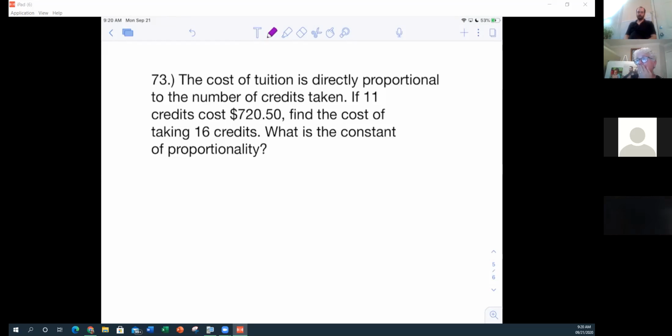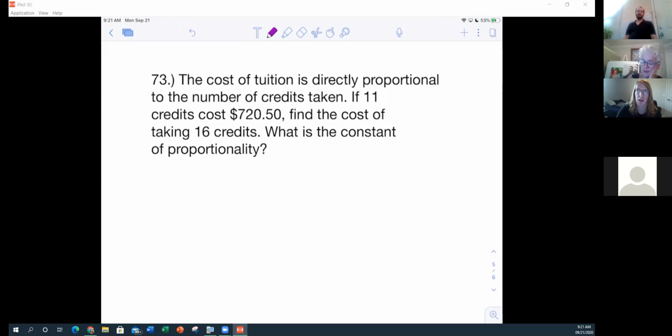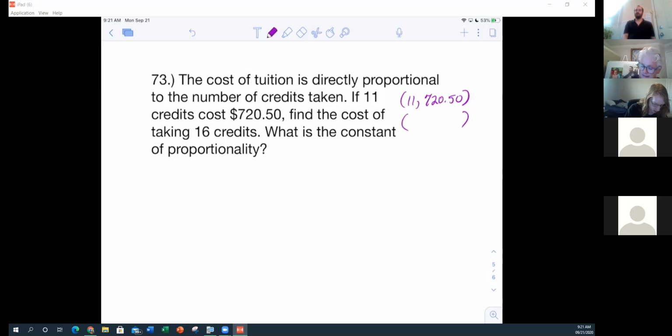Okay, there's a couple things you could do here. So tell me, if you know that 11 credits cost $720.50, what would be the point that would go with that? What would be the ordered pair that would go with that sentence? Can anyone tell me what ordered pair would go with that? 11, 720.50. Thank you. Okay, and then it says find the cost of taking 16 credits. So what is that 16 in the second point? Is it the X or the Y? It is the X. 16 is the X, and we are looking for the Y, correct?